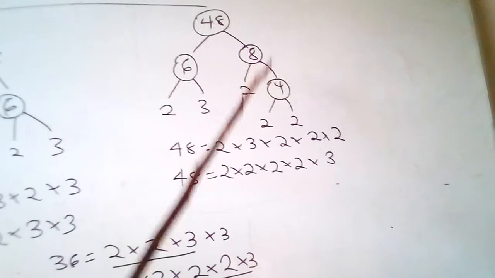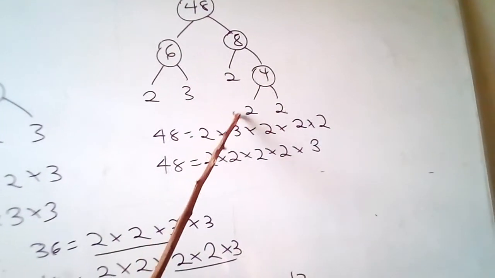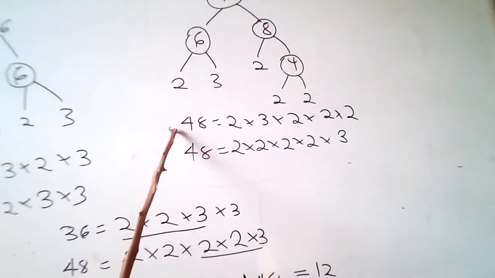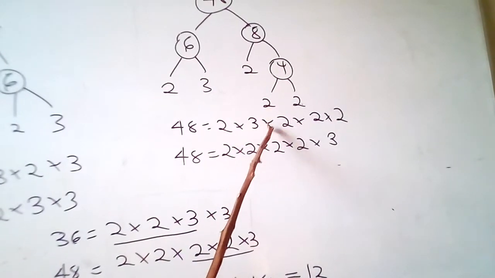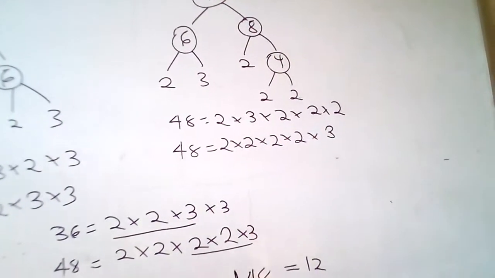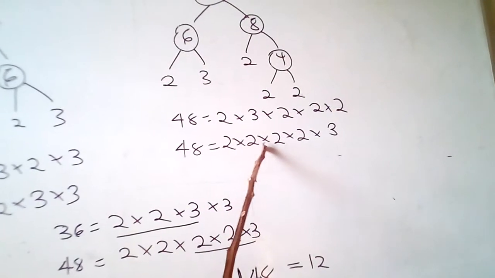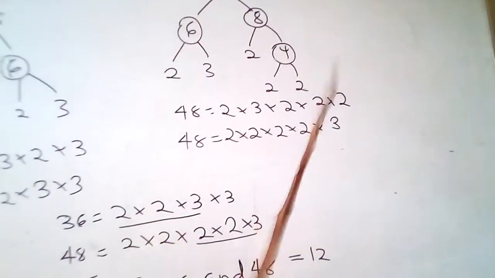And then a number can go into 4. Which number is that? 2. 2 can go into 4 how many times? 2. So you get 2 times 3 times 2 times 2 times 2. Rearranging it, you get 2 times 2 times 2 times 2 times 3.